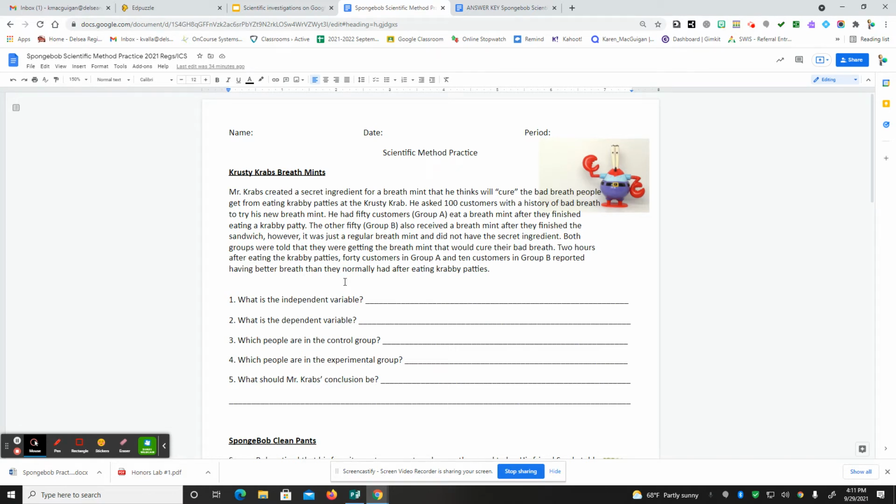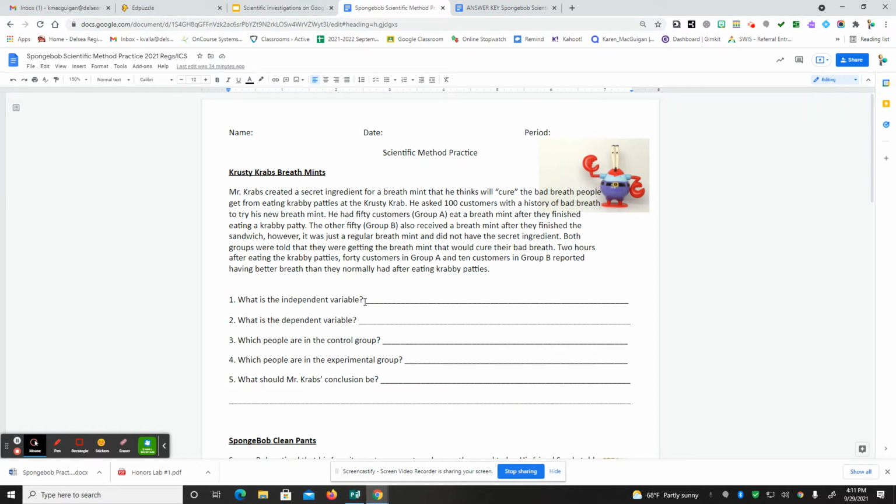Two hours after eating the Krabby Patties, 40 customers in Group A and 10 customers in Group B reported having better breath than they normally had after eating Krabby Patties. So your goal is to identify the independent variable, the dependent variable, who the people in the control group are, who the people in the experimental group are, and what Mr. Krabs' conclusion should be. Basically, should they give everybody this breath mint at the Krusty Krab, or should they not?